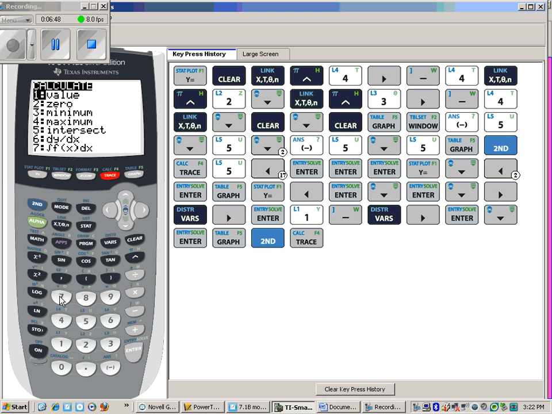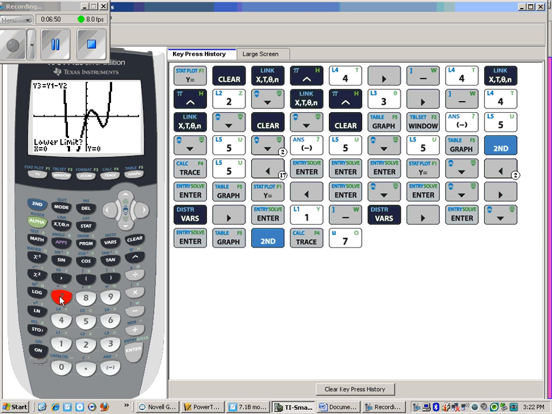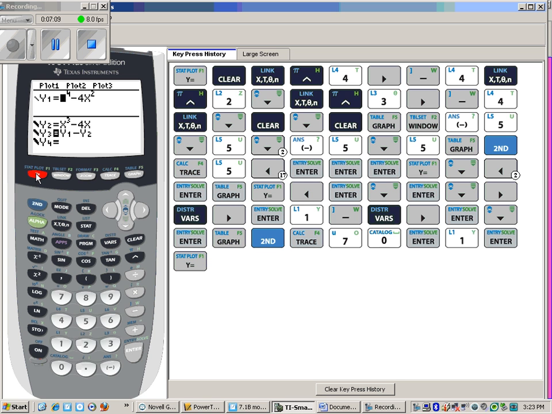So I'm going to go second, calc, and go down to number 7. And I want to integrate it from 0 to 1. And I should get 0.617. I'm going to go ahead and round it to 3 decimal places here. Okay, that's my middle integral. I have 2 other ones though.